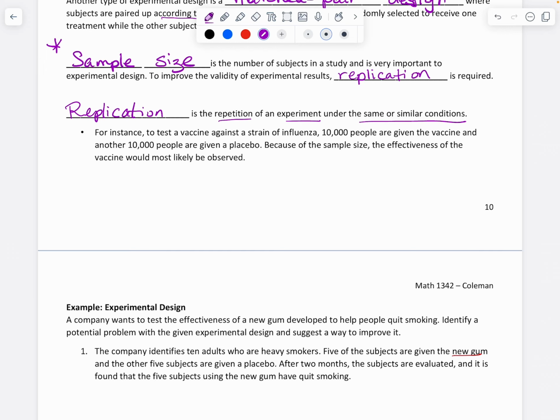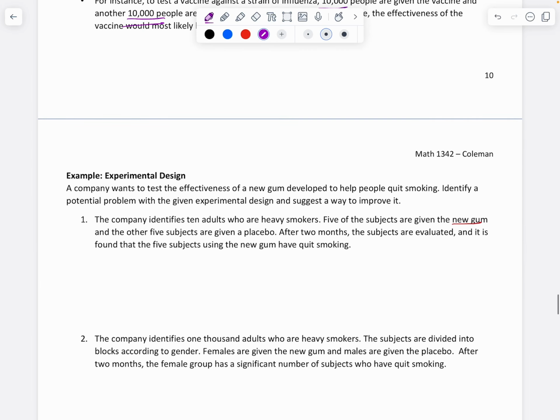So, for instance, to test a vaccine against a strain of influenza, 10,000 people are given the vaccine and another 10,000 are given the placebo. Because of the sample size, the effectiveness of the vaccine would most likely be observed. That's a good use of replication. You're doing it on a lot of people in both cases, both given the placebo and given the vaccine. And so that should give you a lot of data points to pull from.